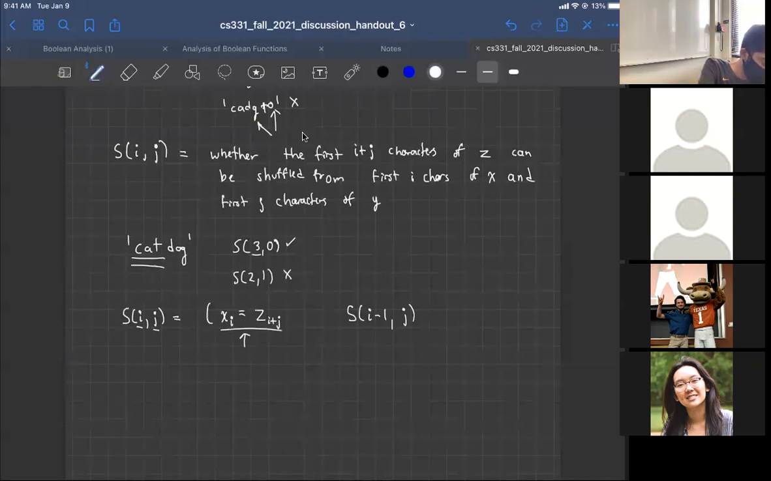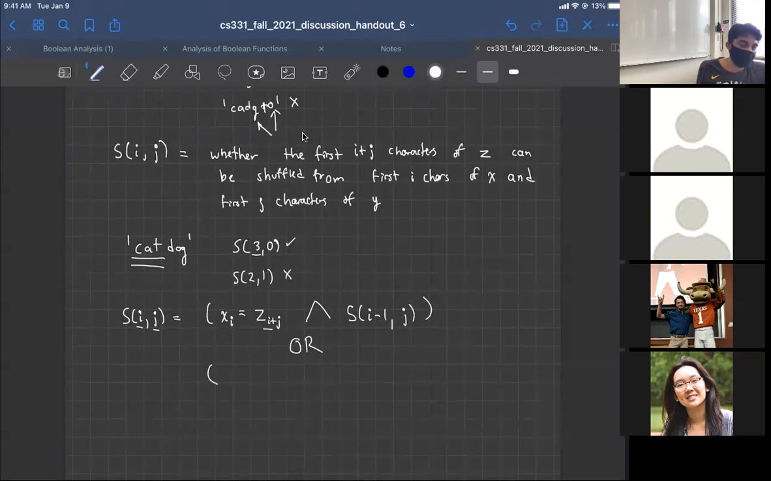So it must be the case that this and this are true. This mountain over here is the logical and symbol. I assume you've seen that before. So these both must be true. Okay. This is one case that the I plus jth character comes from X. What if it comes from Y? What does that look like? So either this is true or this is true. So what should I write here?